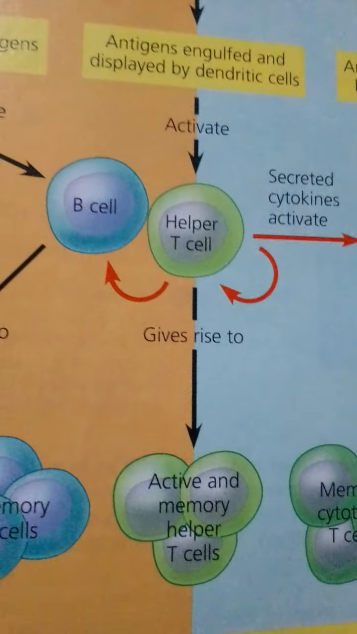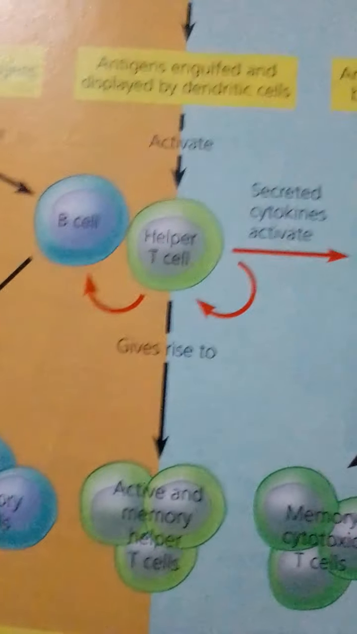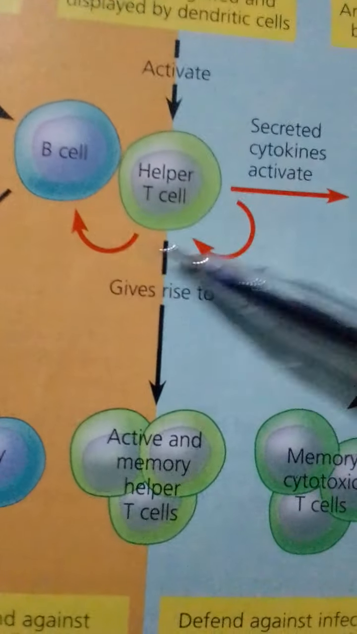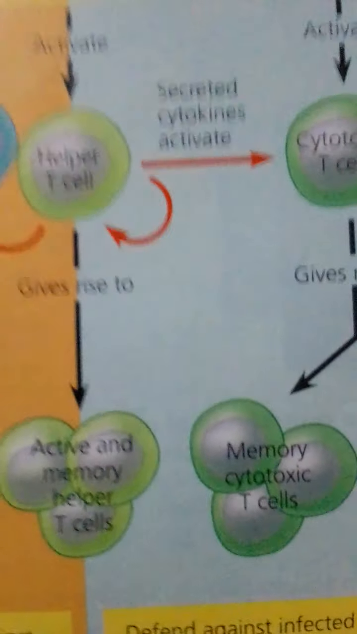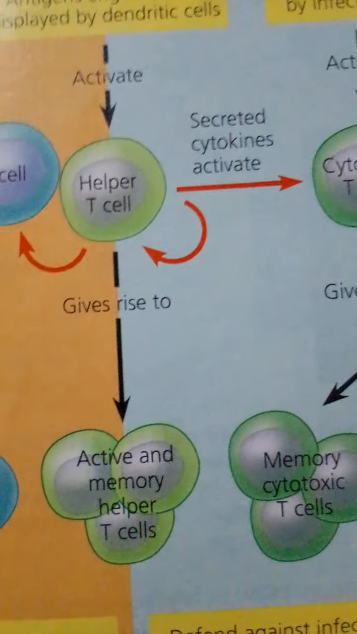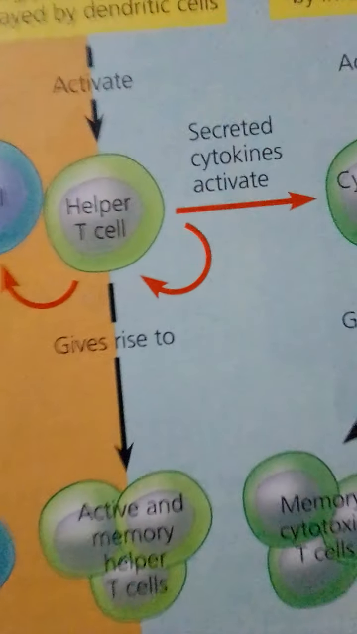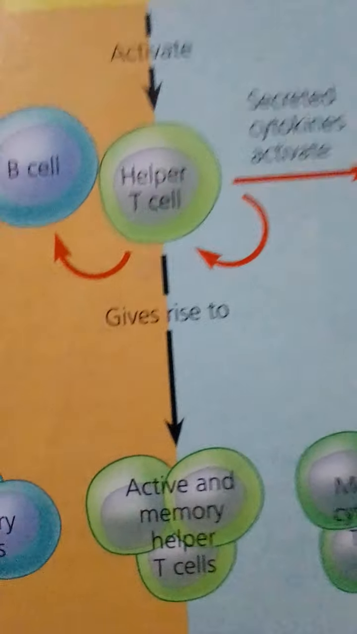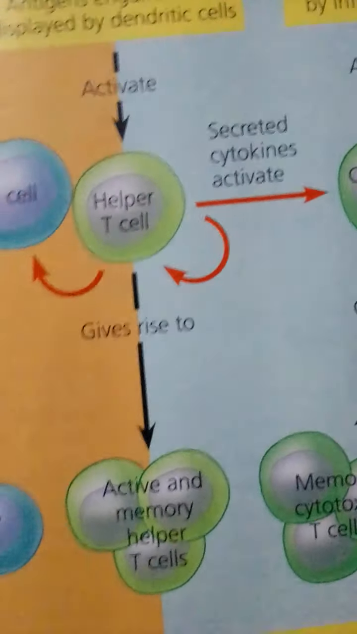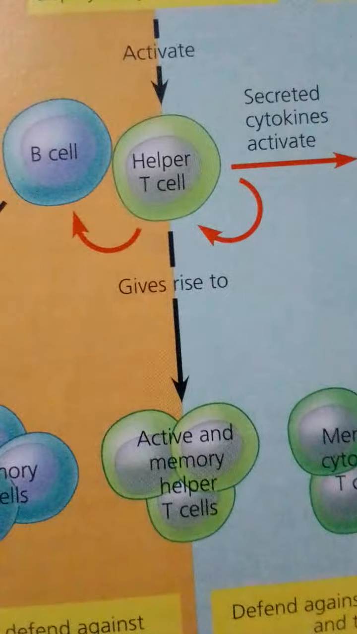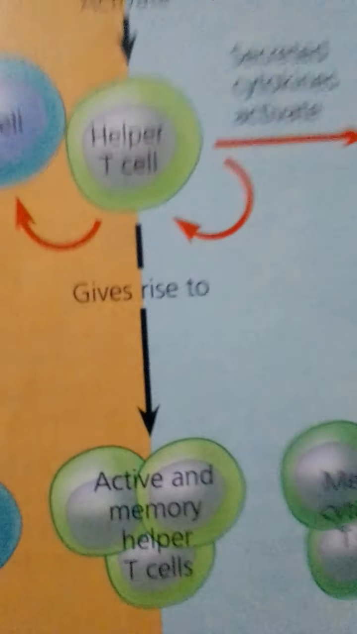Notice this figure. Helper T cells, B cells, and secreted cytokines activate. It outlines the roles of the major participants in the acquired immune responses. Central to this network of cellular interactions is the helper T cell, as shown here, which responds to peptide antigens displayed on antigen-presenting cells, and in turn stimulates the activation of nearby B cells and cytotoxic T cells. Helper T cells respond to nearly all antigens.